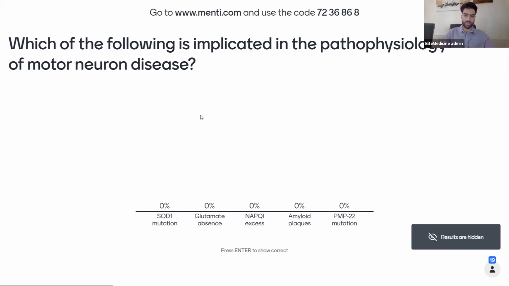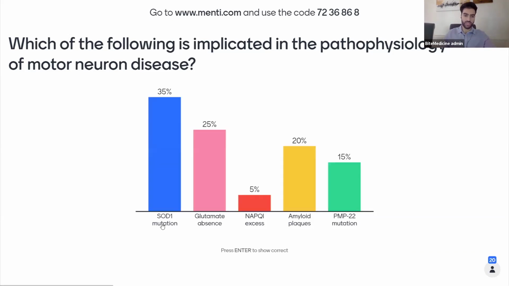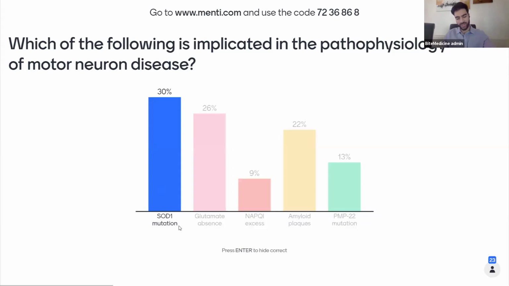Let's have a look at what you think. So SOD1 mutation, you might be thinking, what on earth are these things? The correct answer is superoxide dismutase 1 mutation. That is the classical link. What is NAPQI seen in? Where do we have NAPQI excess? It stands for N-acetyl something, something, something, which I can never remember. Seen in paracetamol overdose. Good.